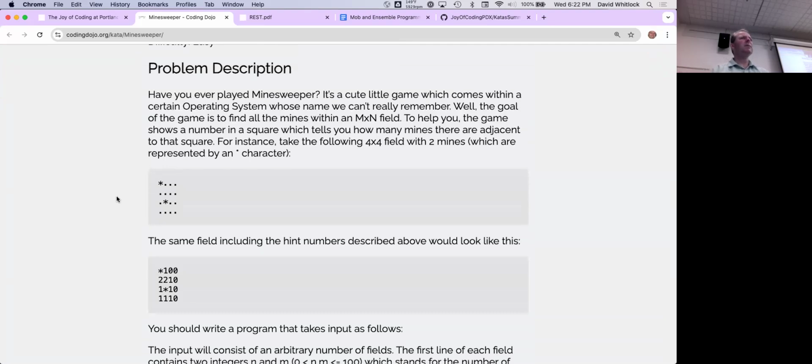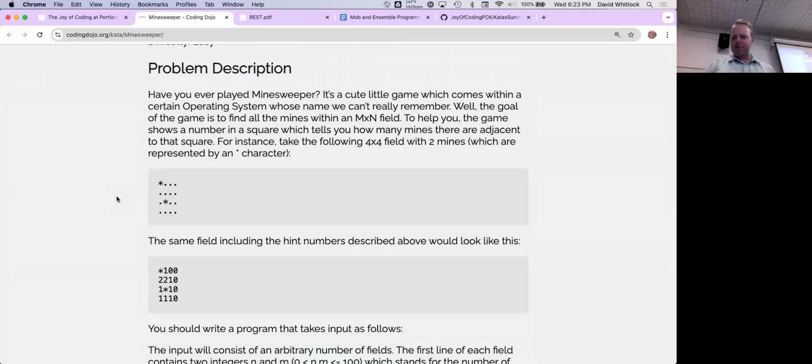So that's the kata. Any questions about the kata? Anything initially that you want to ask for a point of clarification from me on? That's all there, okay.